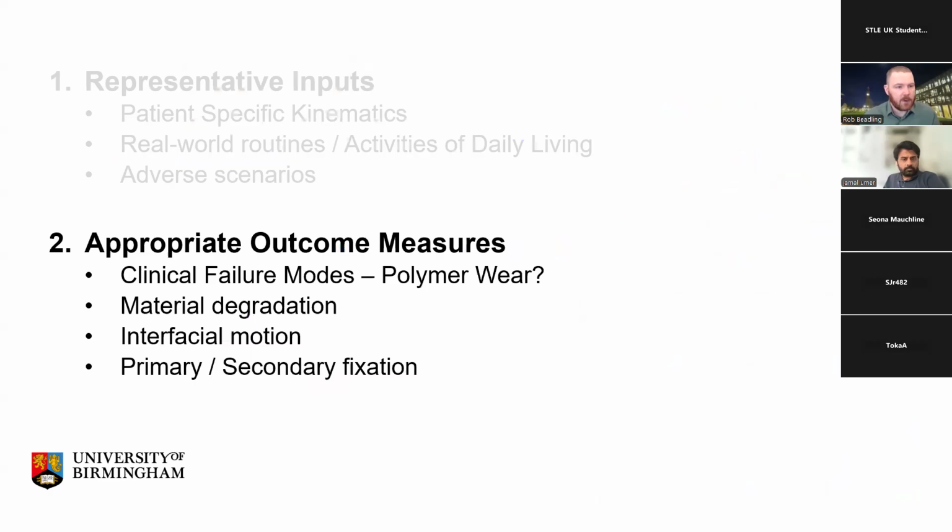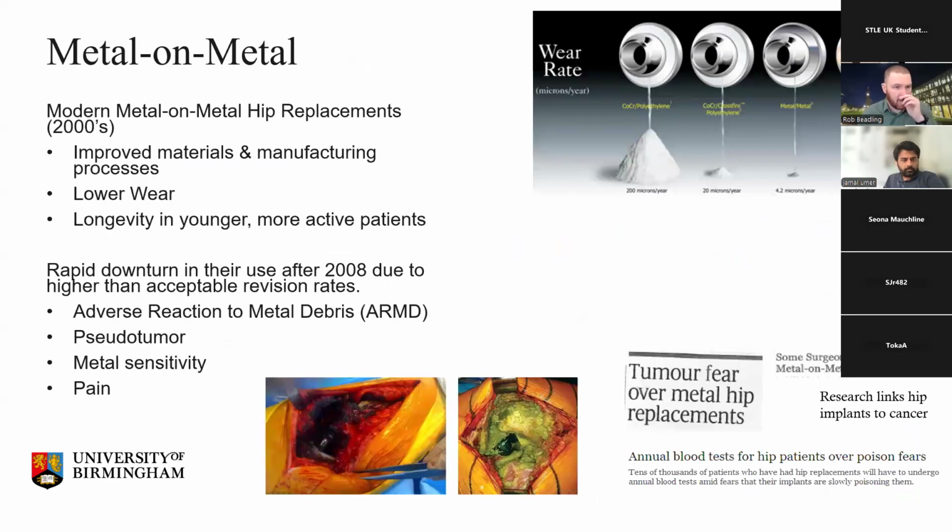So the second arm of what I've been doing is really looking at those appropriate outcome measures. So polymer wear, this bulk benchmark wear rate, it's not appropriate across all devices and doesn't really tell you much. It doesn't give you a lot of information as to how this device is actually going to perform in vivo. And one of the examples of failure of that is the metal on metal clinical debacle, crisis, travesty that happened a few decades ago at this point now.